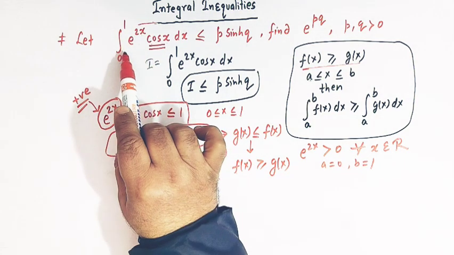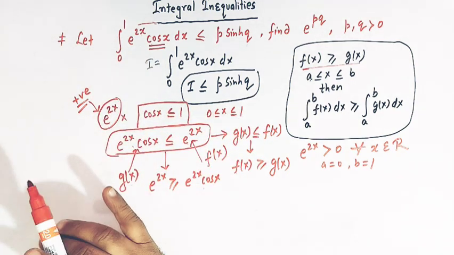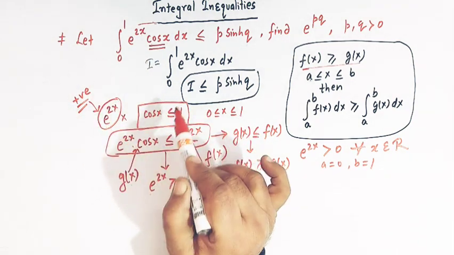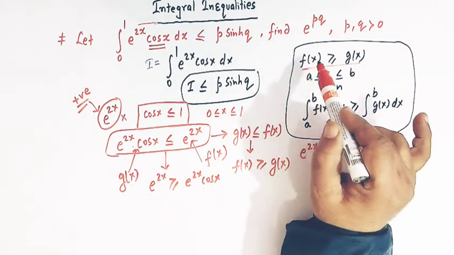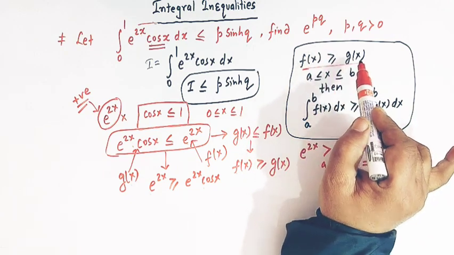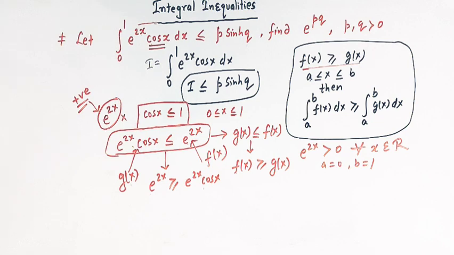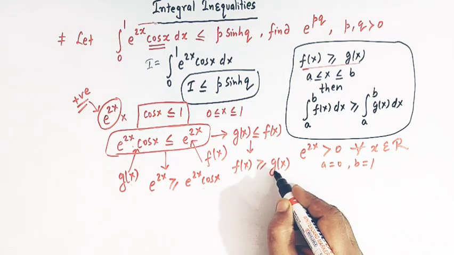So whenever we come across these types of problems, our first aim is to form an inequality similar to this one, so that we can take the functions f of x and g of x out of the inequality. So now we have f of x greater than or equal to g of x.